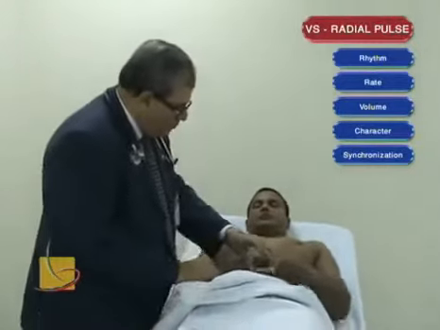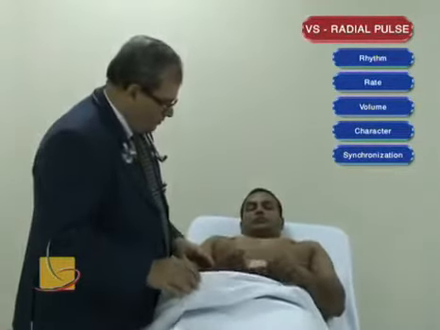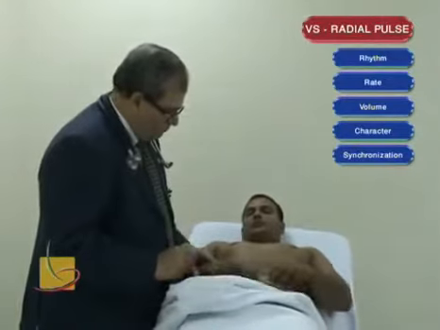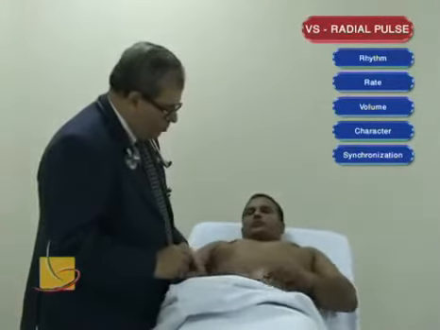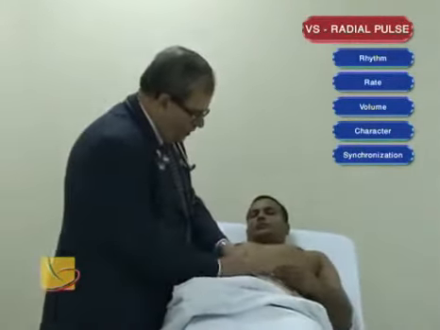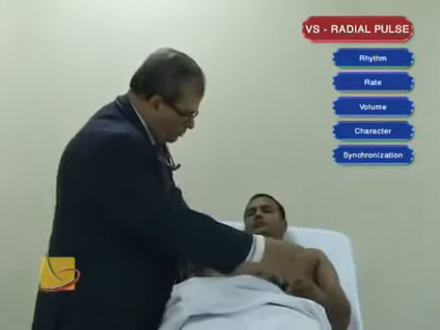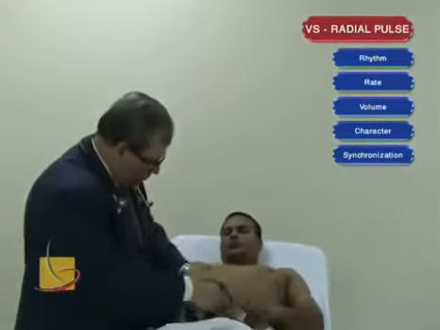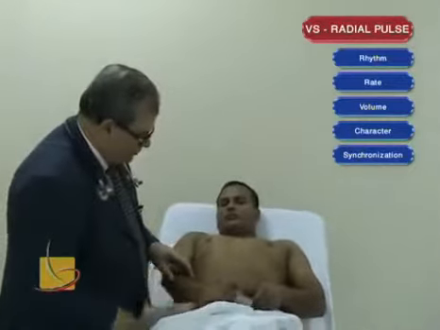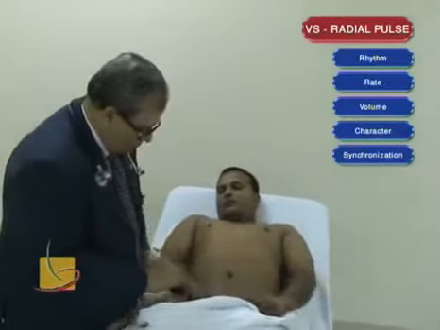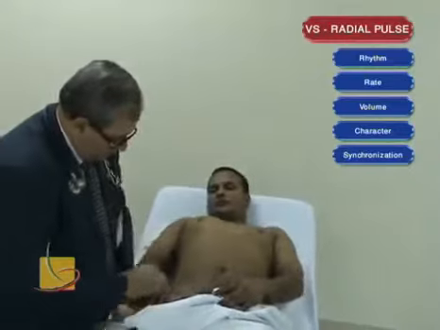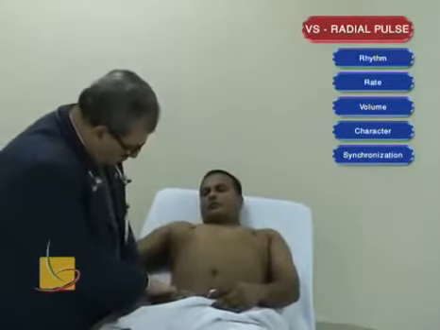Could you please release your belt? We palpate the femoral artery in the inguinal region here, just below the inguinal ligament. Open your trousers. Down, some down in this side, a little down in this side, some more down.